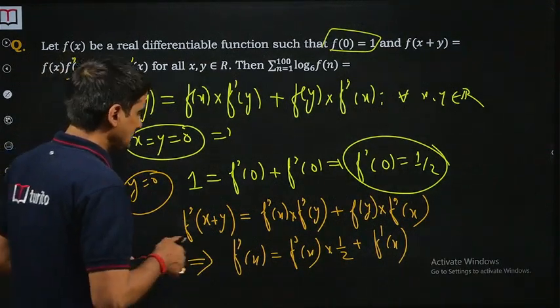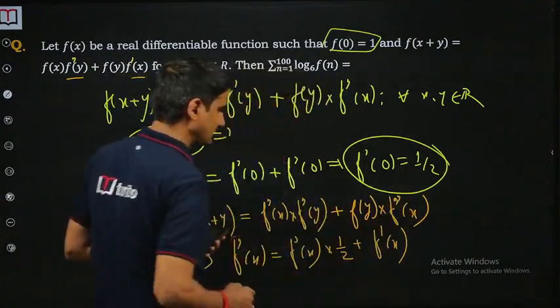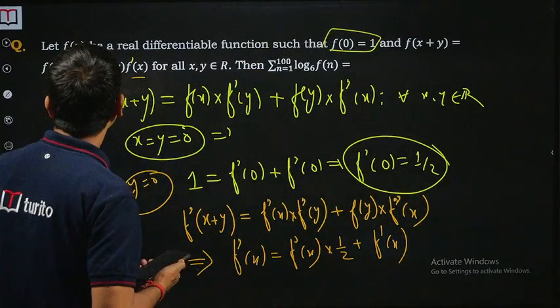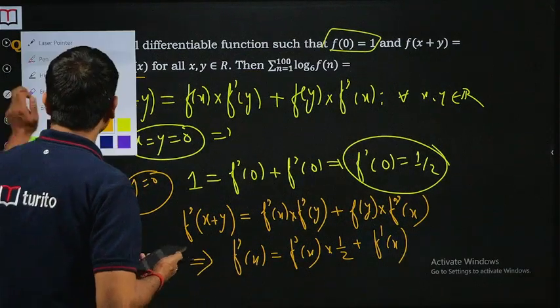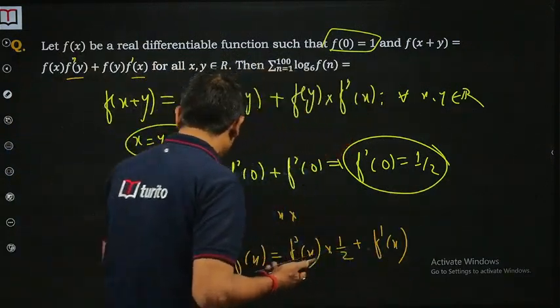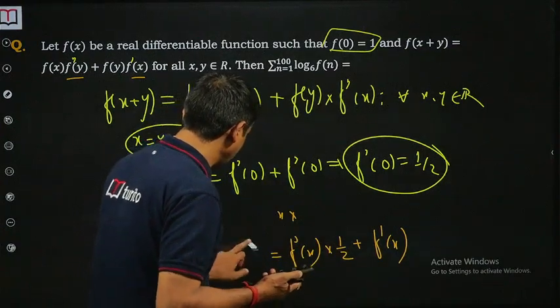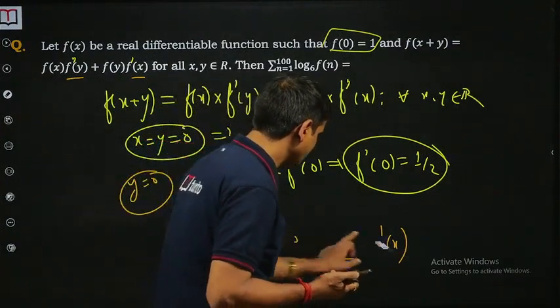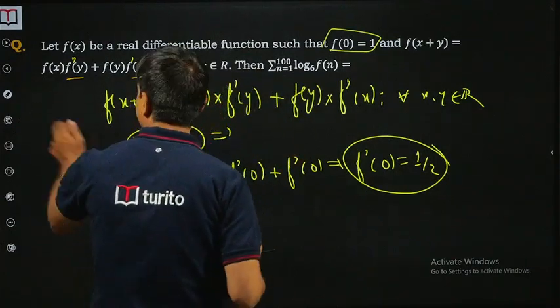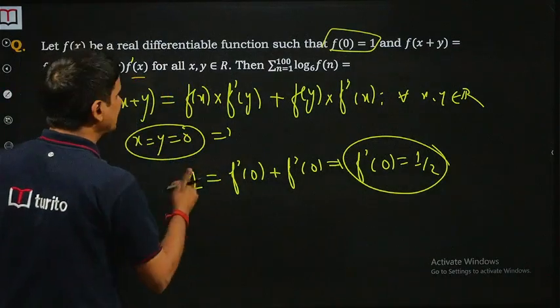Oh, that will be f double dash x. Wait. In that case, I think we don't need to differentiate. Wait, just a minute. I don't think we need to differentiate. Just put y equal to 0 and let's see what we get here. If I just put y equal to 0 in this relation, what do we get?